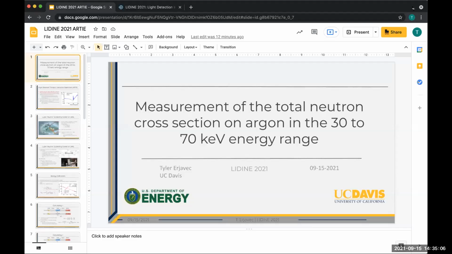So our next speaker, Tyler, will be talking about the measurement of the total neutron cross-section on argon in the 30 to 70 keV energy range. All right, take it away, Tyler.